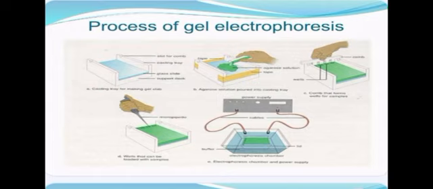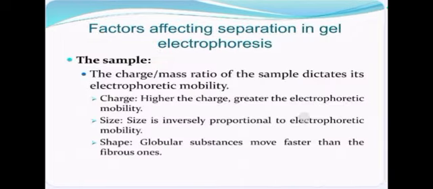How is gel electrophoresis done? First, the gel is prepared, the buffer is added, the sample is loaded, and the current is applied. Based on the charge of the particles and on molecule size and weight, we separate the particles. This is the process of gel electrophoresis.